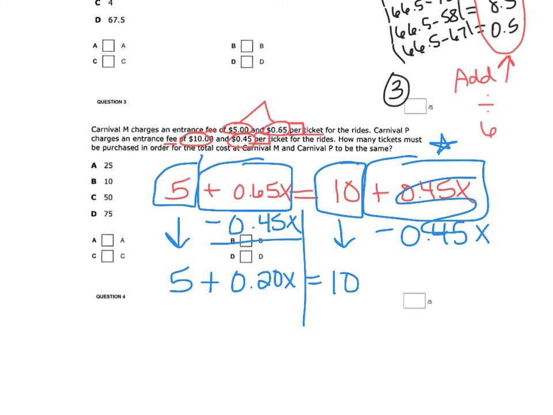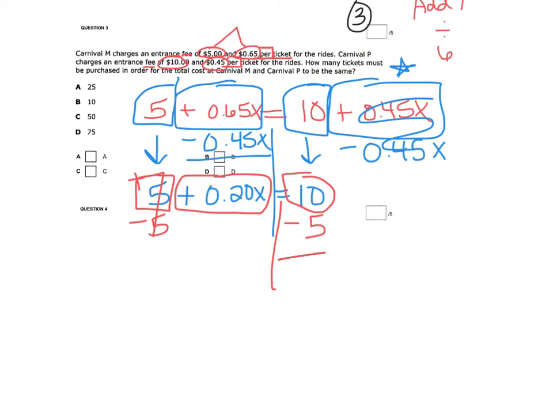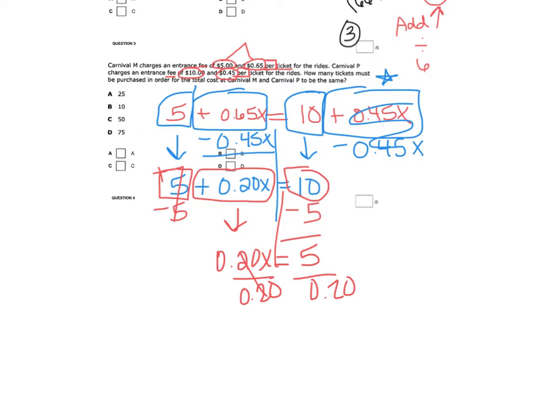Okay, so now I need to get rid of what I can over here. So I can only get rid of the 5, and since it was positive, I'm going to subtract it to get rid of it. So 10 minus 5 is 5. I have to bring down this 0.20x. And then my last step, since 0.20 and it's right by the x, is just multiplication. I'm going to divide it. So 5 divided by 0.20. And 5 divided by 0.20 is 25. So it should be A.